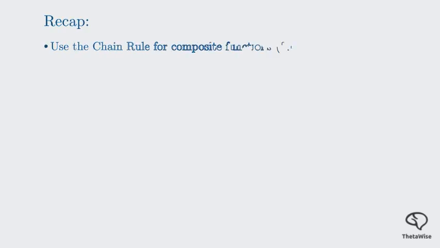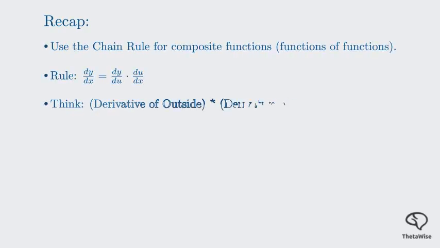Let's quickly recap what we've learned. The chain rule is a fundamental tool for differentiating composite functions, functions of functions. The core idea is to differentiate the outer function, keeping the inner function as is, and then multiply by the derivative of the inner function. We saw that you can use a formal U substitution method, or, with practice, you can apply the rule directly, which is faster and more efficient. Both methods yield the same correct answer.